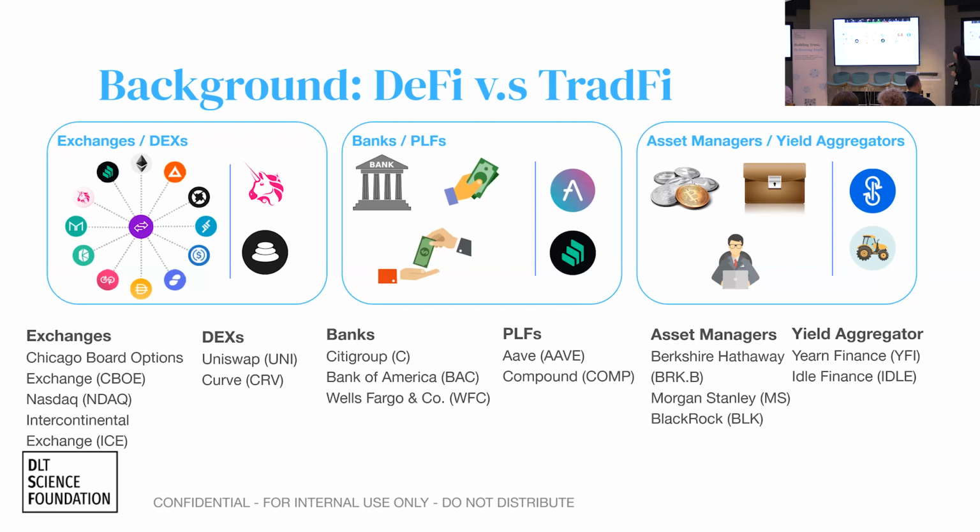So the examples we list here for yield aggregators. Oh, I forgot to mention, let's quickly go back to the lending protocols. We have two examples, Aave and Compound. In traditional finance, we just list some banks, like Citigroup, Bank of America, Wells Fargo. And then in the yield aggregators and asset managers column, we have TradeFi examples such as Berkshire Hathaway, Morgan Stanley, BlackRock. They all manage clients' funds. And then in the DeFi world, we have Yearn Finance and Idle Finance. Those are also very well-known major yield aggregators in DeFi.